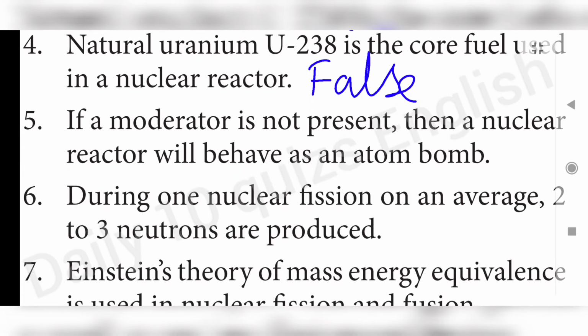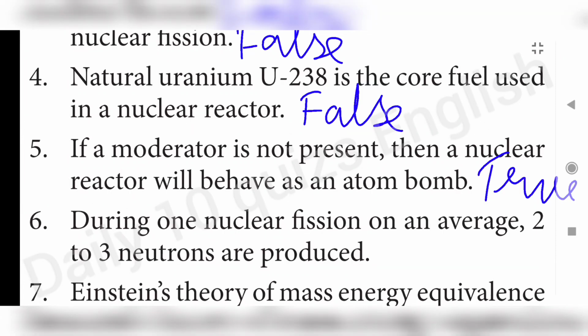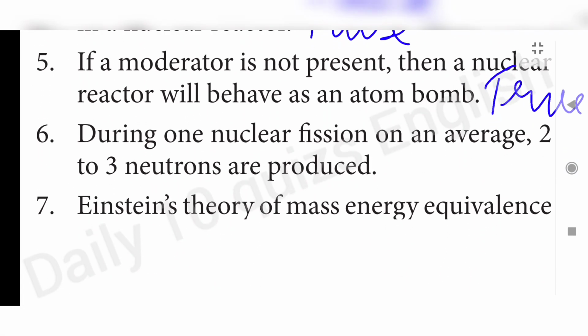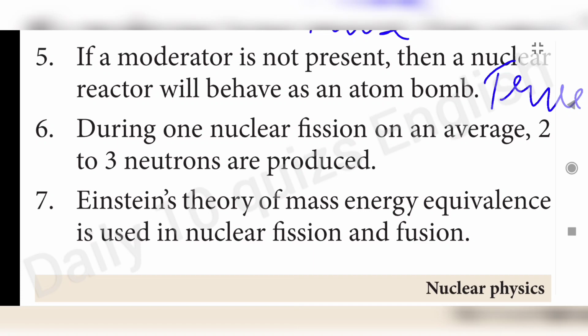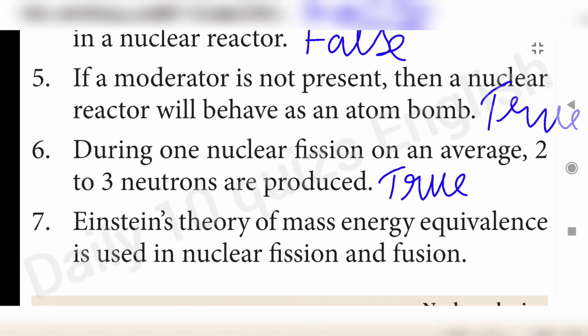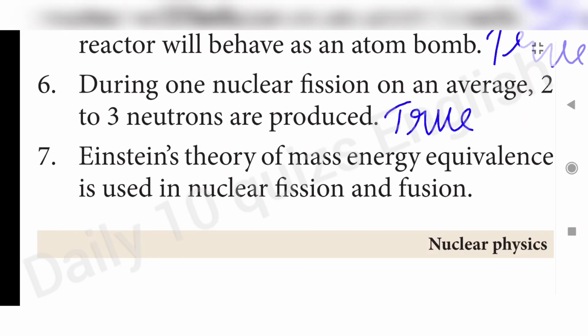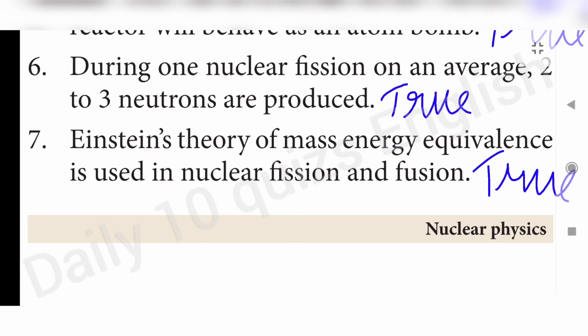Fifth one, if a moderator is not present, then a nuclear reactor will behave as an atom bomb. Answer, true. So, if a moderator is not present, then a nuclear reactor will behave as an atom bomb. Sixth one, during one nuclear fission, on an average, 2 to 3 neutrons are produced. Answer, true. Seventh one, Einstein's theory of mass energy equivalence is used in nuclear fission and fusion. Answer, true.